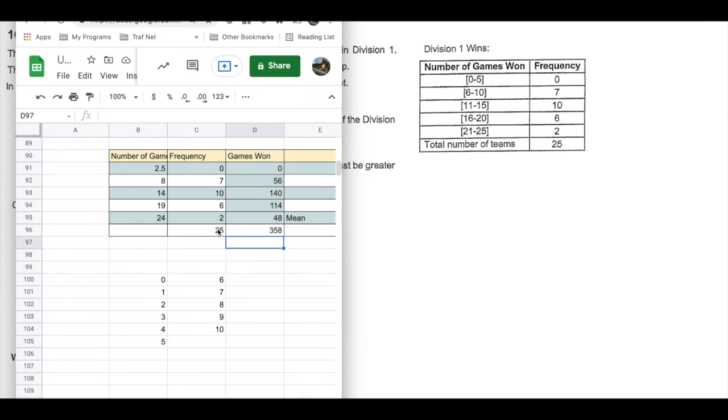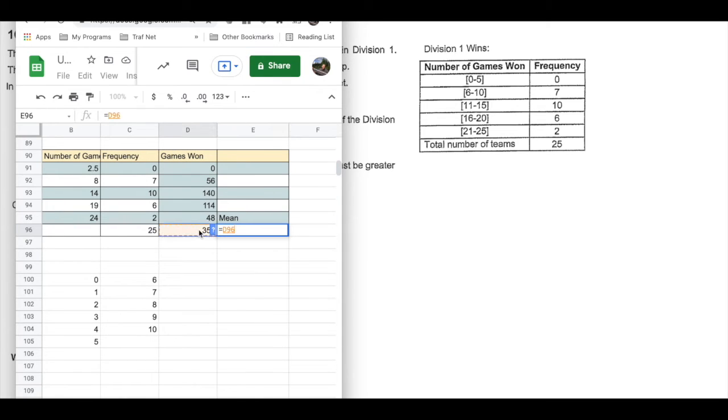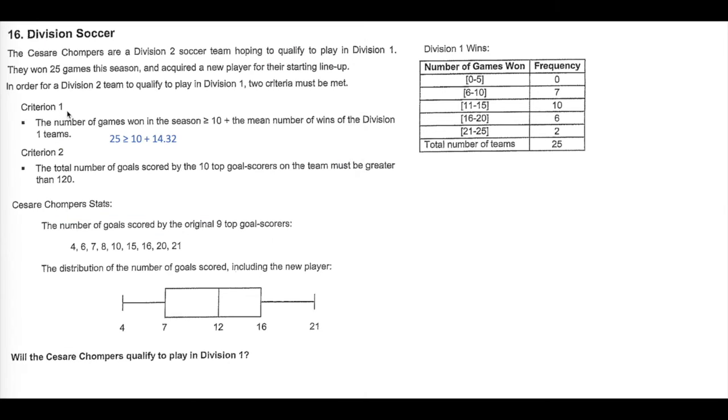Altogether, I'm just going to add this up. The sum of the frequencies is 25. The sum of the total wins is 358. The mean is going to be 358 divided by 25. The mean, the average number of wins per team, is 14.32. In order to be in Division 1, you have to have won more than or equal to 10 plus the mean number of wins of the Division 1 teams, 14.32. 10 plus 14.32 is 24.32. And is that less than or equal to 25? Yeah, it is. So yes, done criterion number 1.